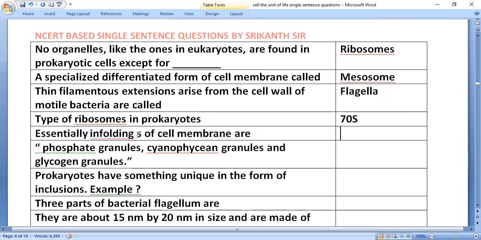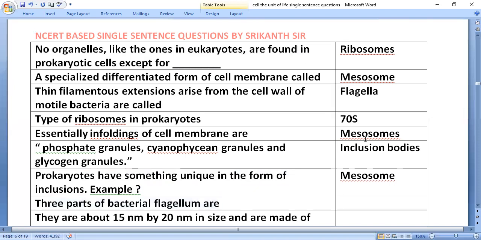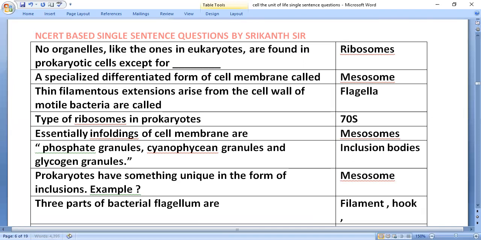Essentially enfoldings of cell membrane in prokaryote, that is mesosome. Phosphate granules, cyanophycean granules and glycogen granules we call inclusion bodies. Prokaryotes have something unique in the form of inclusions. Three parts of bacterial flagellum are filament, hook, basal body.